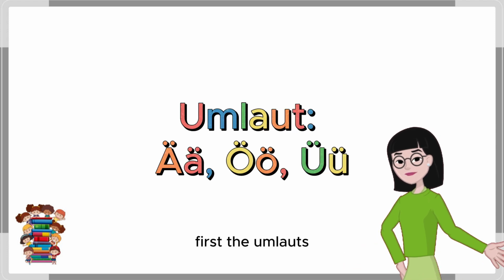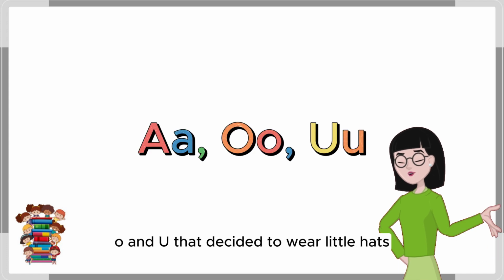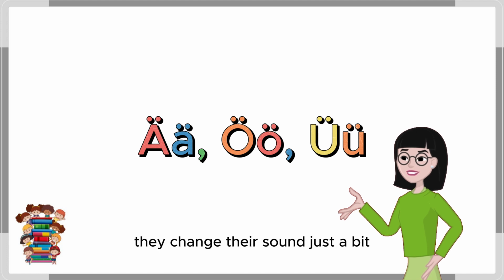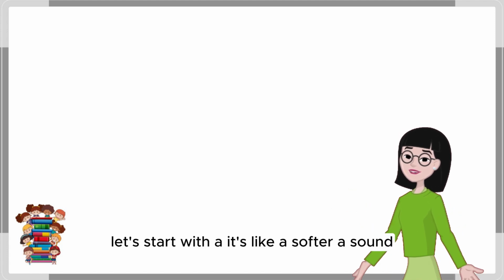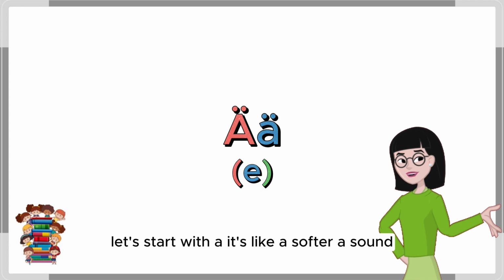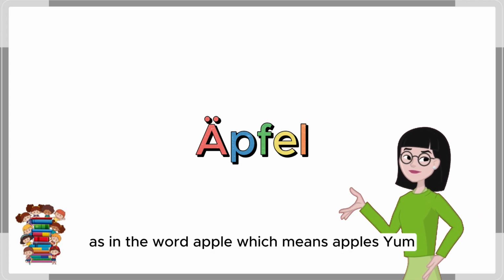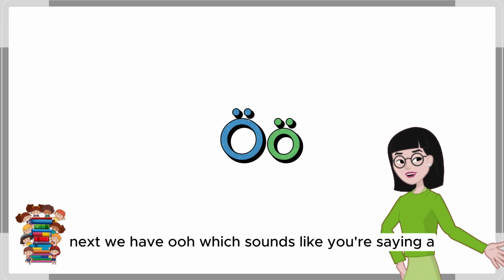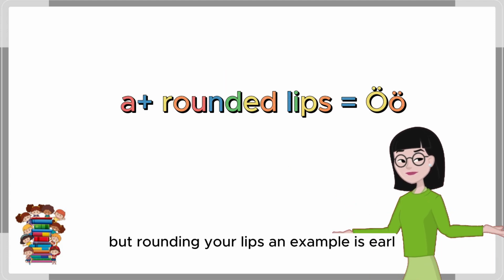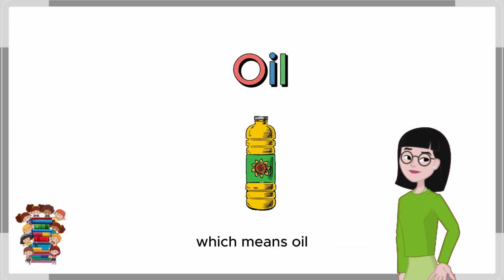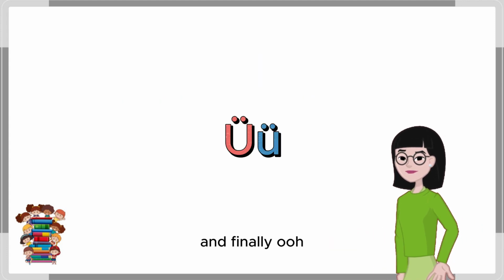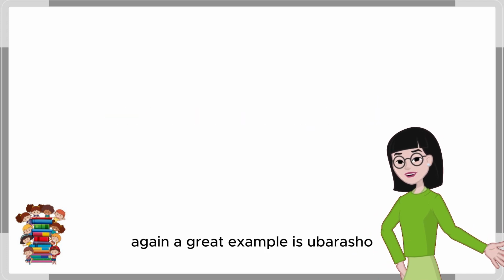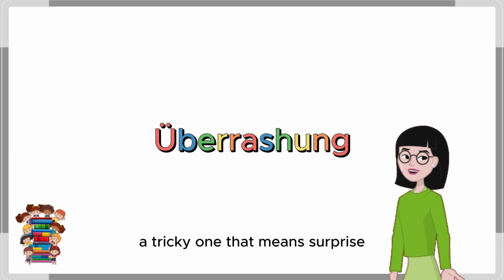First, the umlauts. They're just regular vowels, A, O and U, that decided to wear little hats. When you see those two dots above the letters, they change their sound just a bit. Let's start with Ä. It's like a softer E sound, as in the word Äpfel, which means apples. Yum! Next we have Ö, which sounds like you're saying E, but rounding your lips. An example is Öl, which means oil. Can you hear the difference? And finally, Ü. It's a bit like saying I while rounding your lips again. A great example is Überraschung, a tricky one that means surprise.